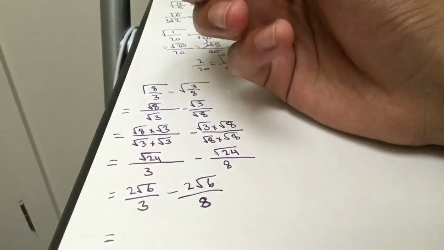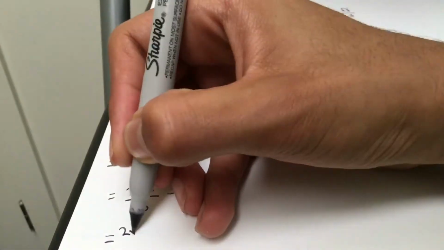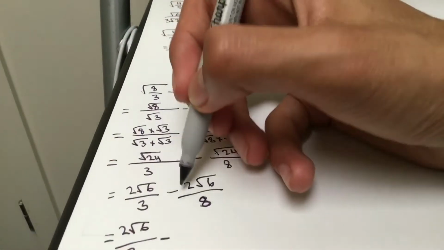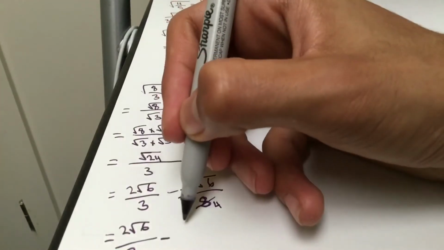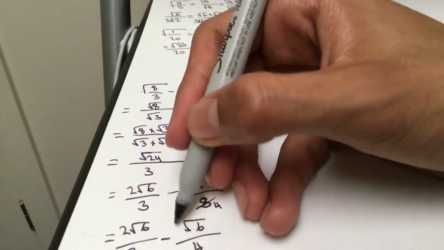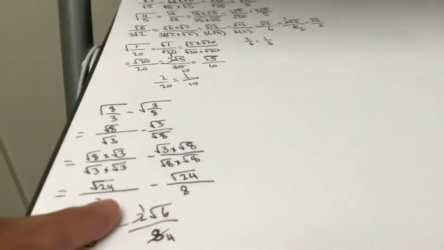So we've reached the step where we have to cut. 2 over 8 can be written as 1 over 4. So we're going to write square root 6 over 4. The 1 is not needed. You can just write square root 6.